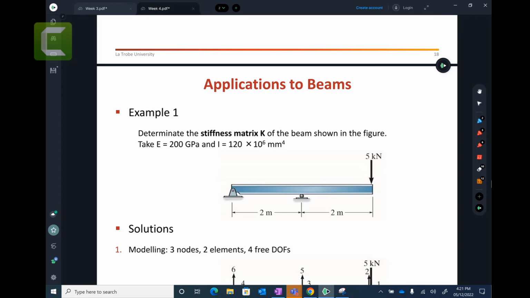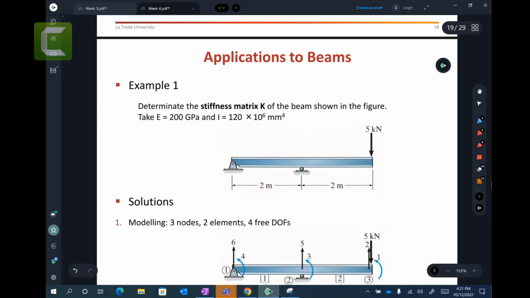If there are no questions, we need to determine the stiffness matrix K of the beam. In the figures, you can take the Young's modulus. Both Young's moduli are the same. If it is different, then we need to use a different strategy. So both have the same EI value.